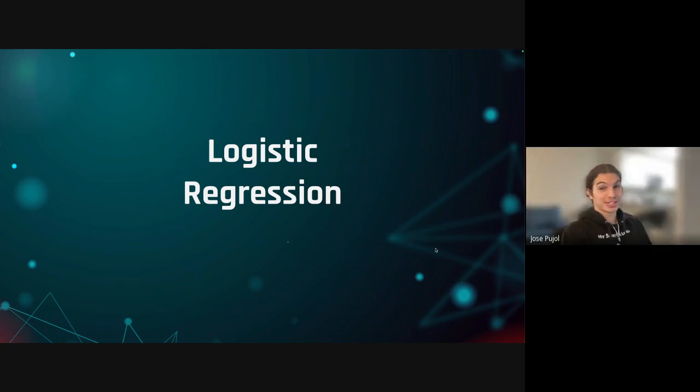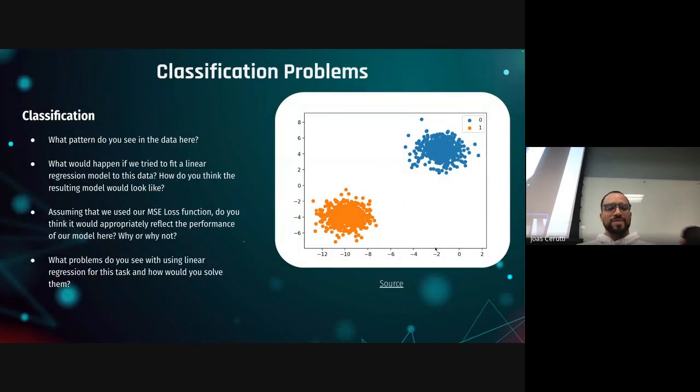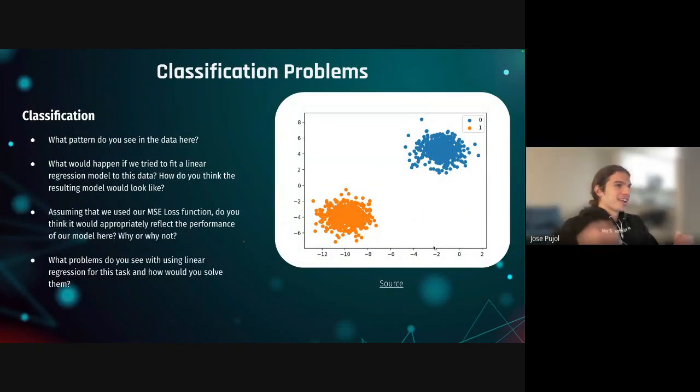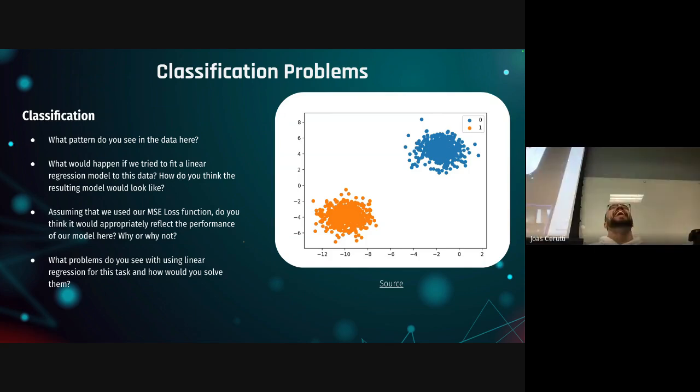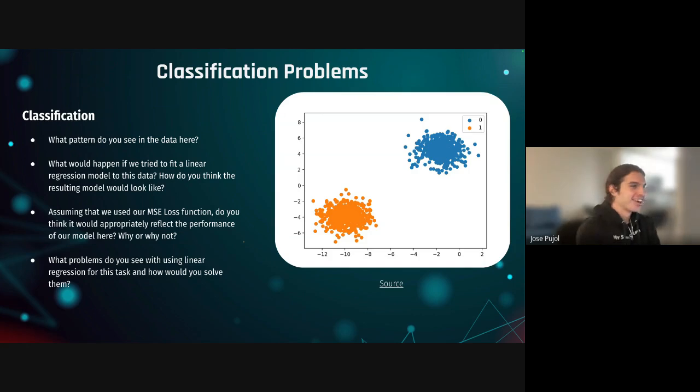Okay, logistic regression, speed running logistic regression. Apologies, I didn't want to do this, but okay. So, classification problems. I want someone to raise their hand and tell me what pattern they see in this data. Yes, like a blob. Okay, yes, exactly. Now let me ask you a question: what happens if you try to fit a linear regression model here? How do you think it would do?